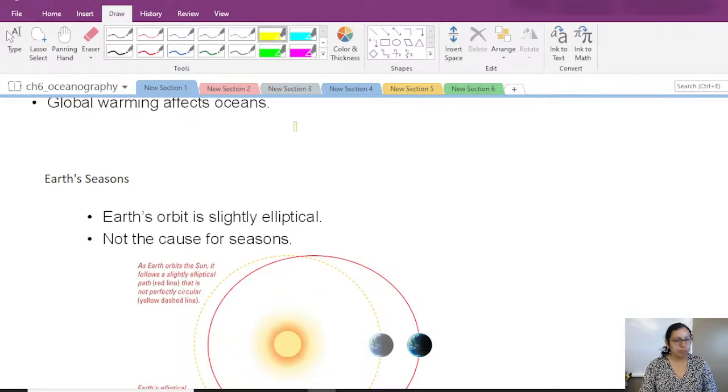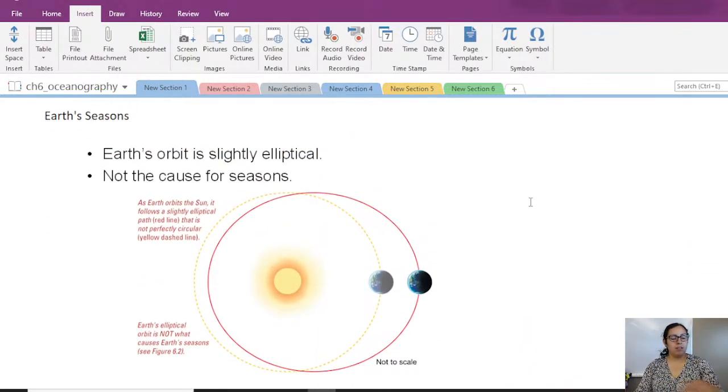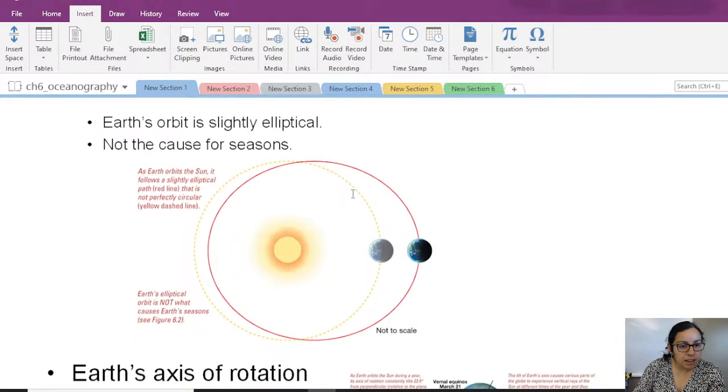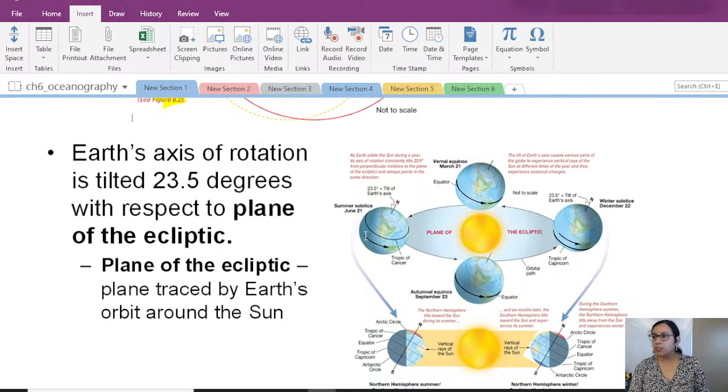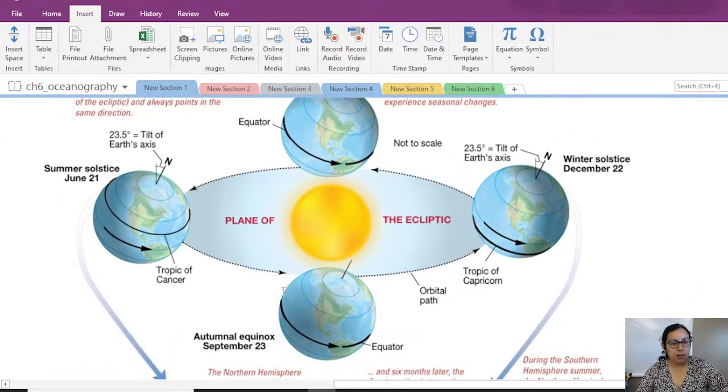So let's just get into it. It talks about Earth seasons. We have a slightly elliptical orbit. So that means it's not a perfect circle. It's a little bit of an oval. But this is not what causes our seasons, though. So what causes our seasons? The Earth's tilt. Our tilt of the Earth is what actually causes the seasons. And I'm sure we already have a good idea of how this works.